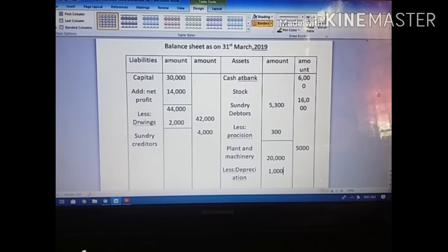So whenever you have any adjustment in trading and P&L, you have to show these two adjustments on two sides.